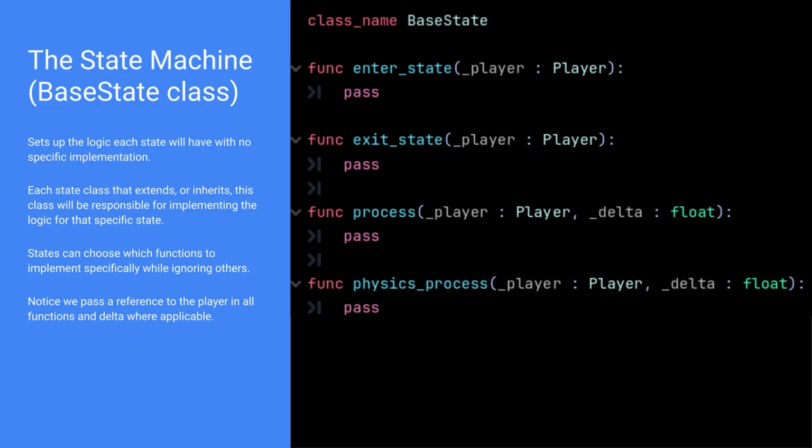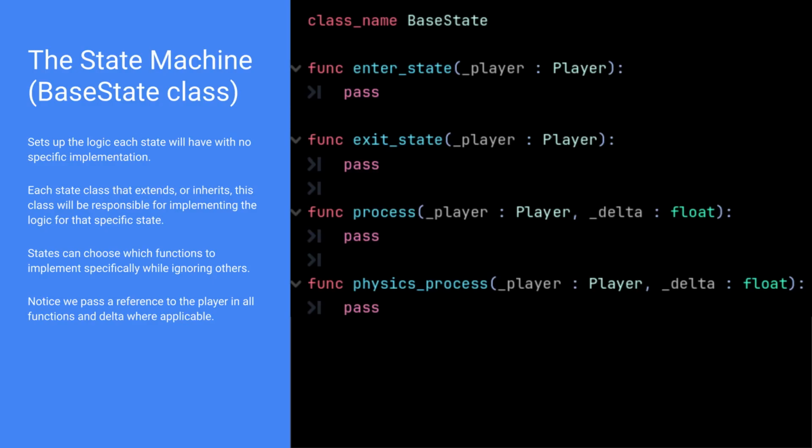So this is the base state class. This class is never really meant to be used other than being inherited by the specific states that we'll be implementing. So you can see we have a series of functions that have zero functionality to them. They do absolutely nothing. We do pass into each of these functions a reference to the player class, and we'll see why that's important in a moment. But the reason we do this is so that each state that we implement can choose whether or not it wants to actually implement the logic for these functions.